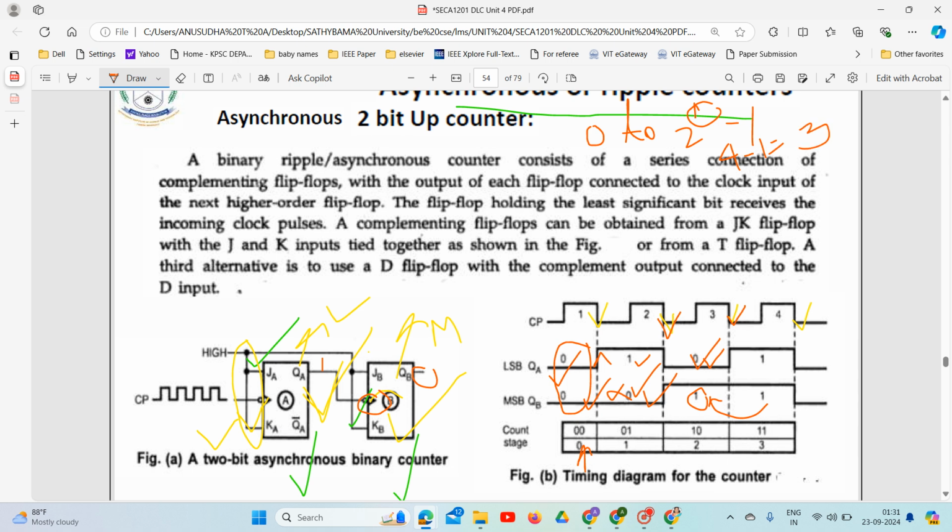In your exam, if they ask you to design a 2-bit up counter or explain an asynchronous 2-bit up counter, you have to write some theory along with the block diagram and timing diagram of the 2-bit up counter. In the next video, we are going to discuss the asynchronous down counter and the synchronous up and down counter. Thank you.